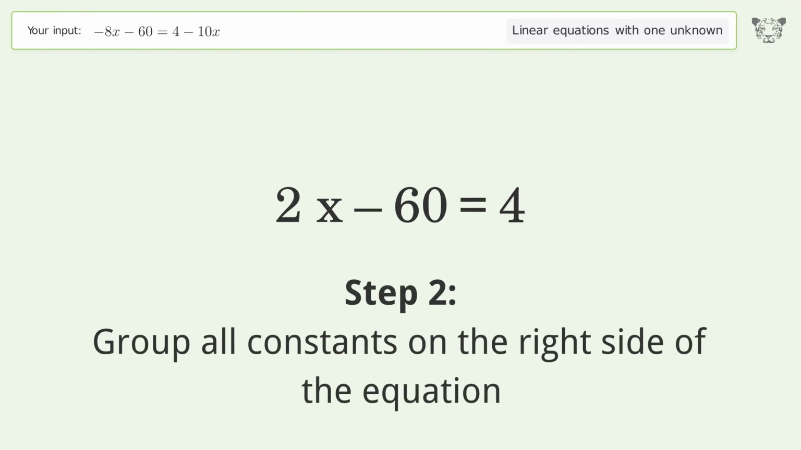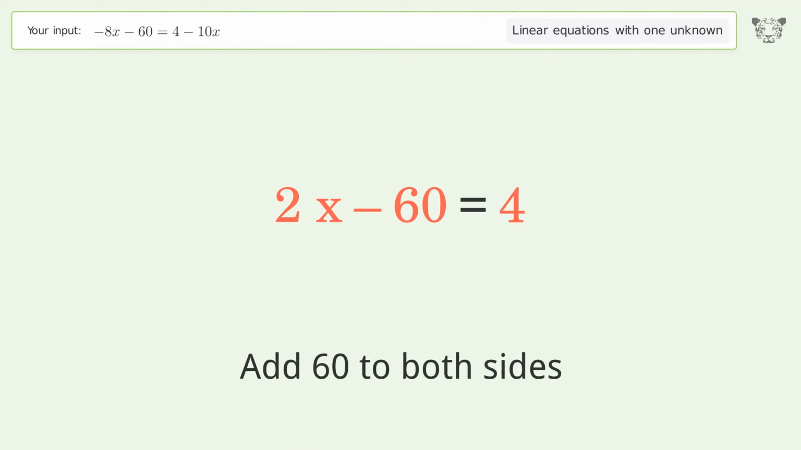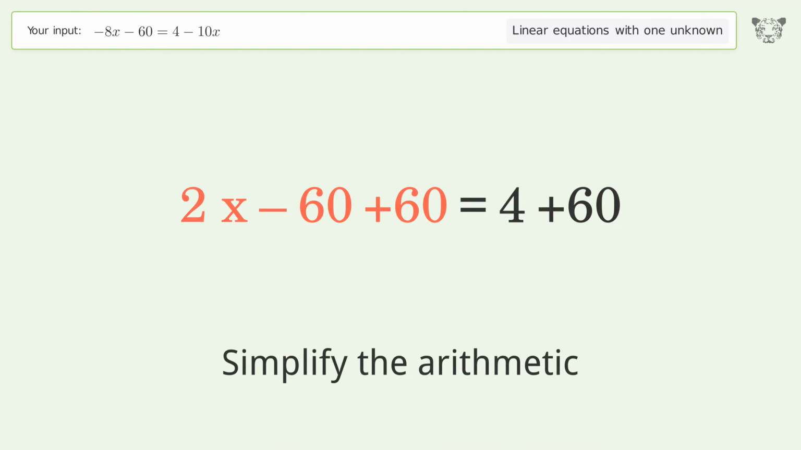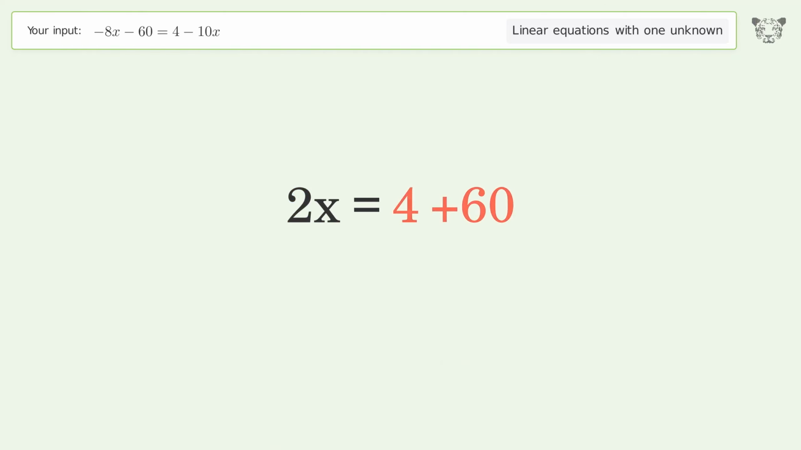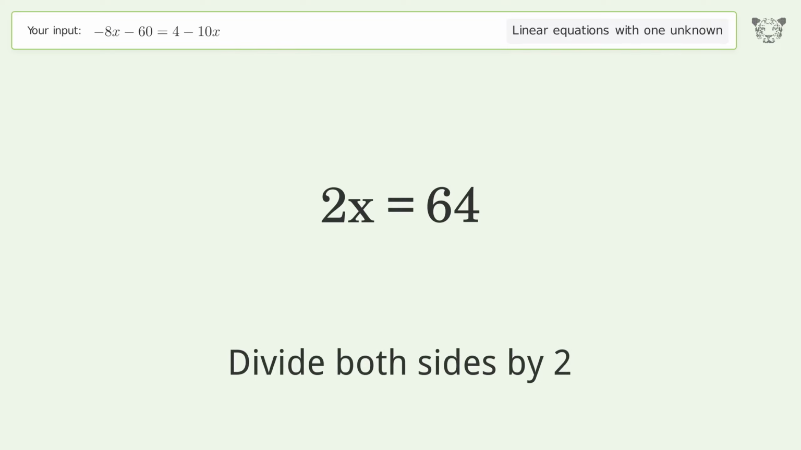Group all constants on the right side of the equation. Add 60 to both sides. Simplify the arithmetic. Isolate the x. Divide both sides by 2.